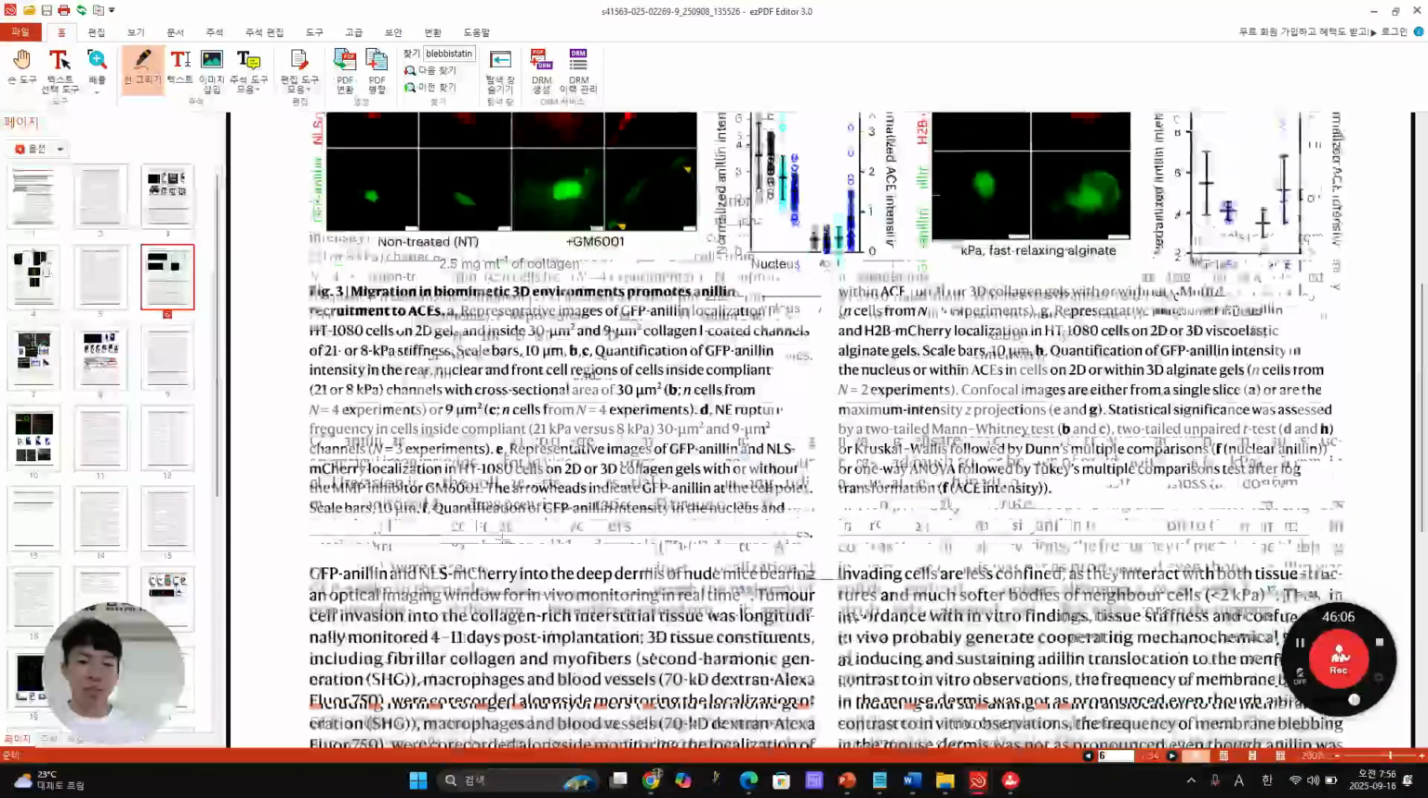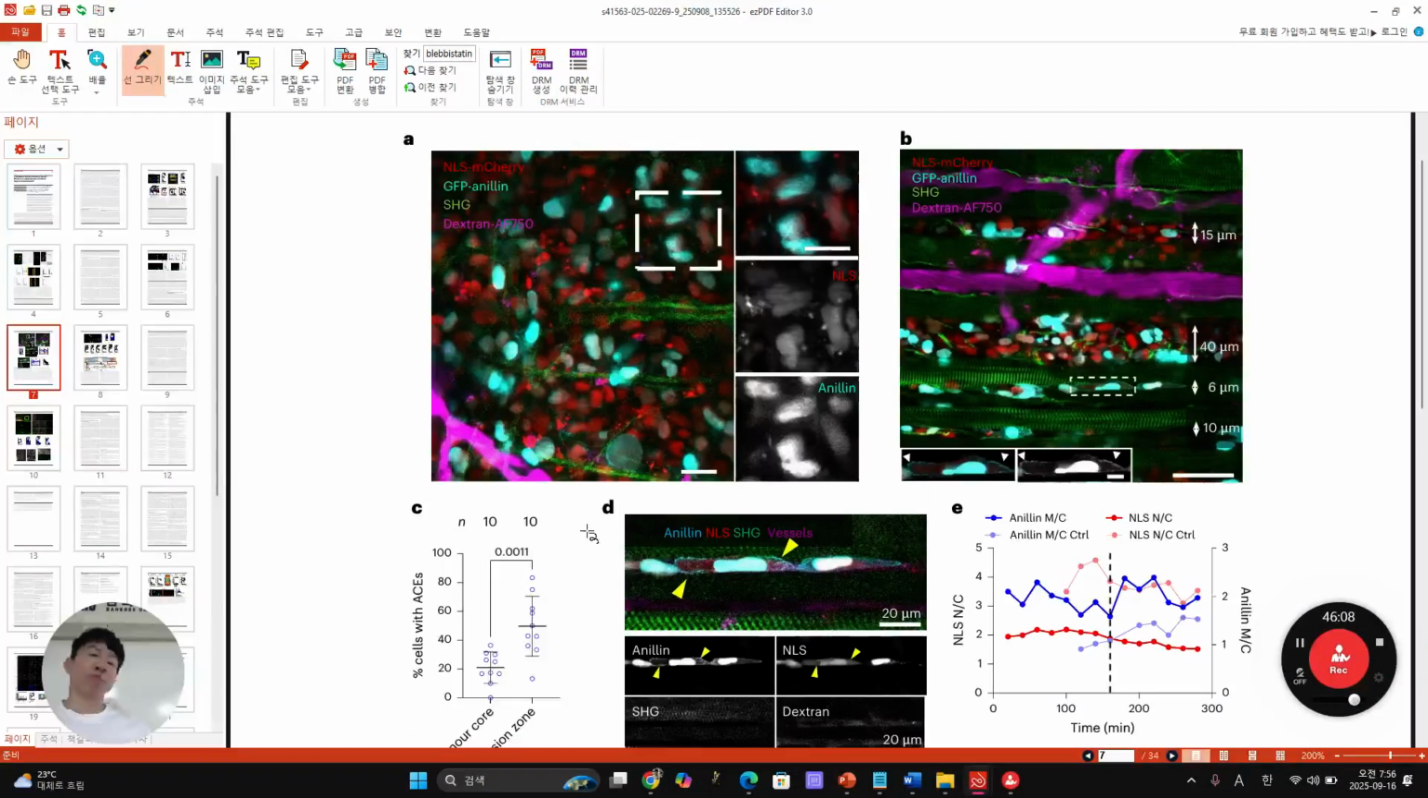Okay. In figure 4, now in vivo tissue. So how do they do that? Their model cell is HT-1080, a fibrosarcoma. They dye the fibrosarcoma using NLS-mCherry for dyeing the nucleus, GFP for aniline staining, and SHG, which is like collagen structure in in vivo tissue, like skin. The dextran is like blood vessel.